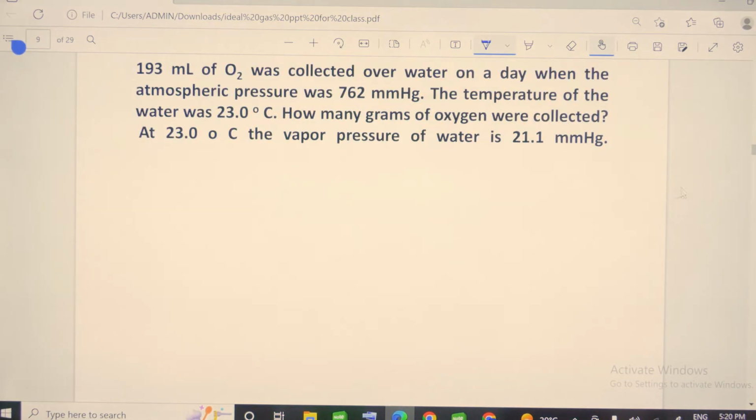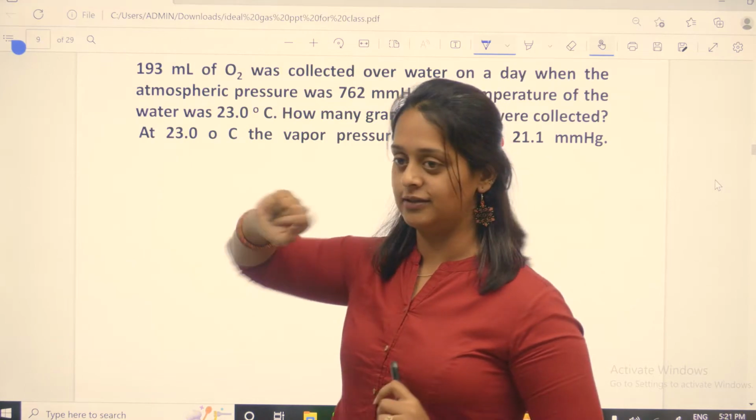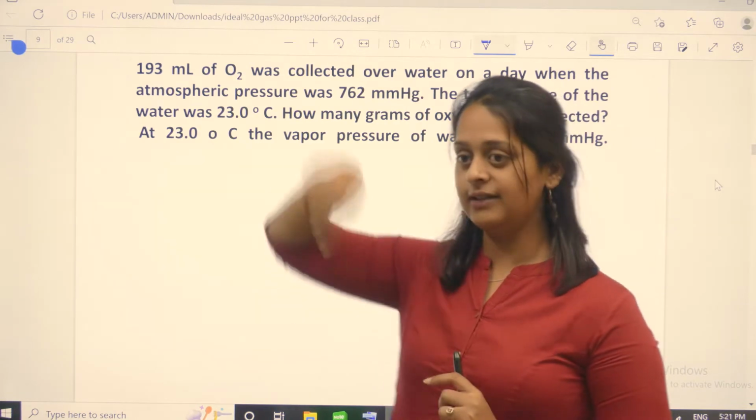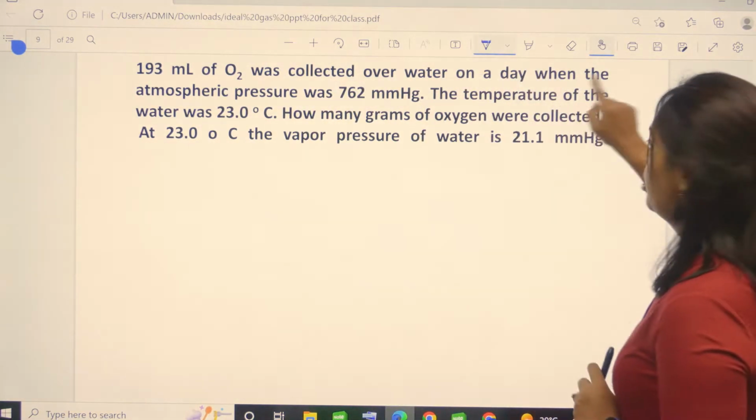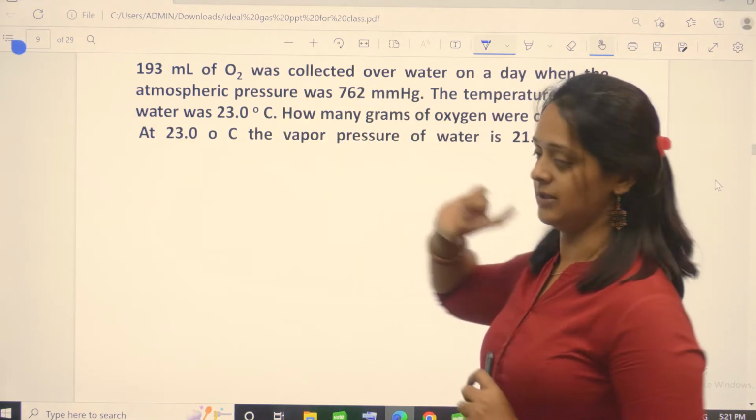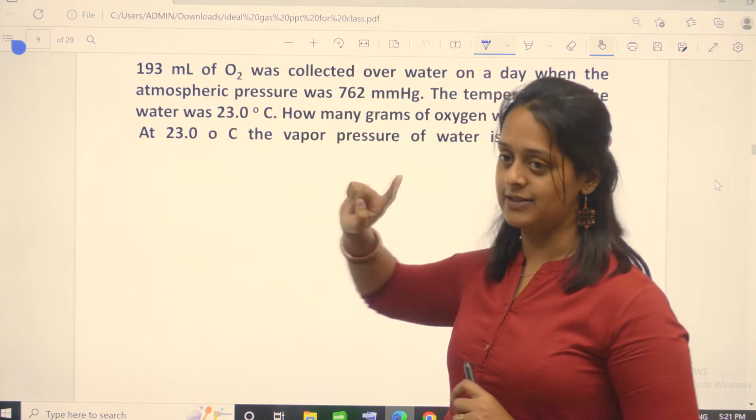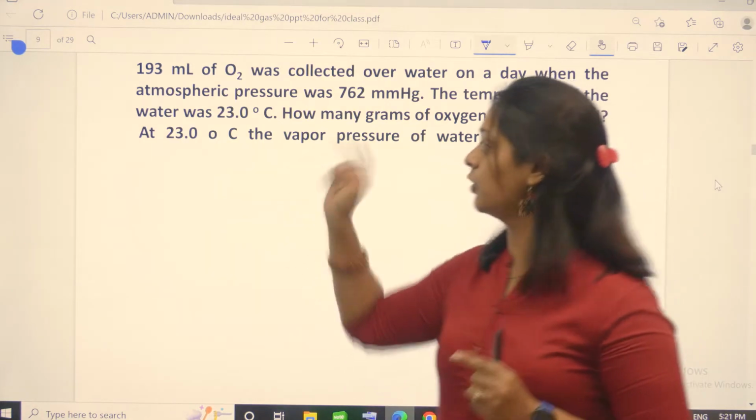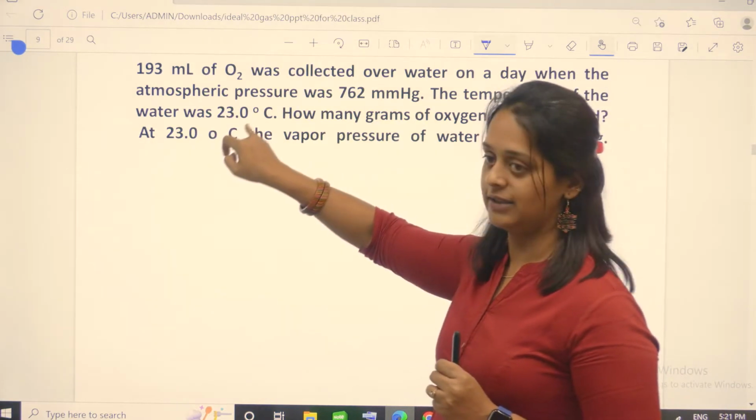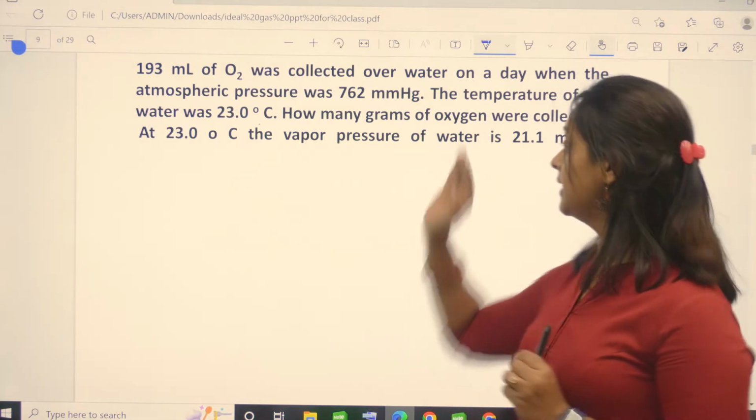So this is the question given to me. 193 ml of oxygen, so my volume is already given, was collected over water, on a day when the atmospheric pressure was 762 mmHg. The temperature of the water was 23 degrees Celsius. Why is it important? Because I need to find out the vapor pressure, the aqueous tension, at 23 degrees. That is why this 23 degrees is important. How many grams of oxygen were collected?